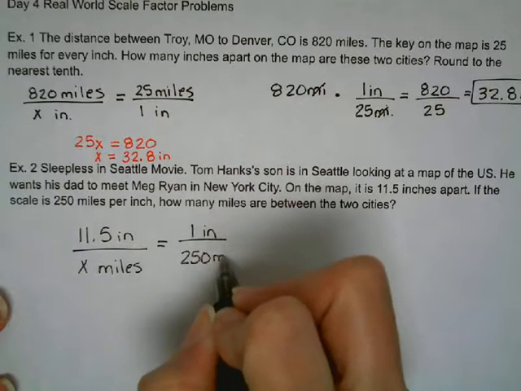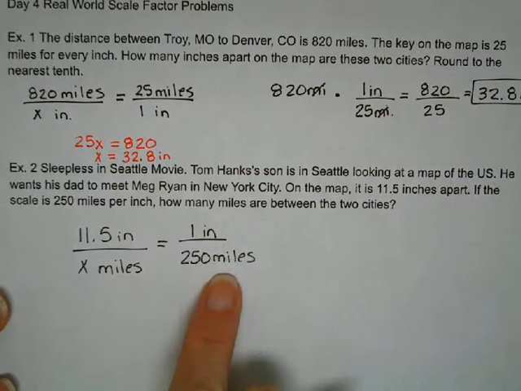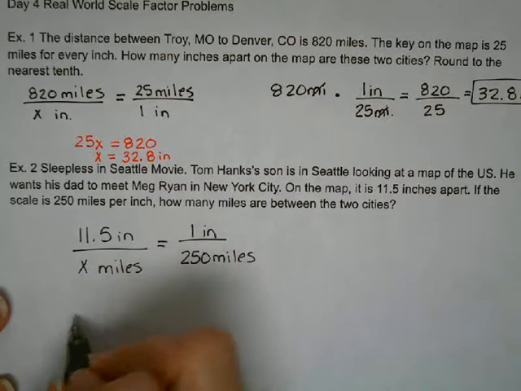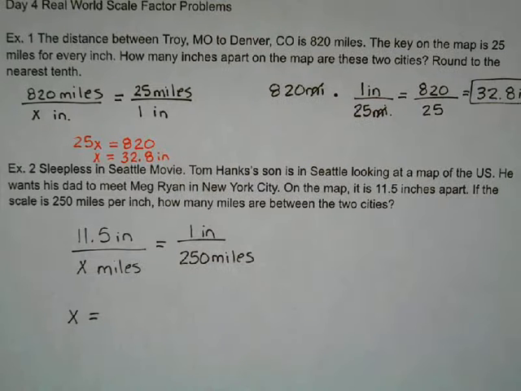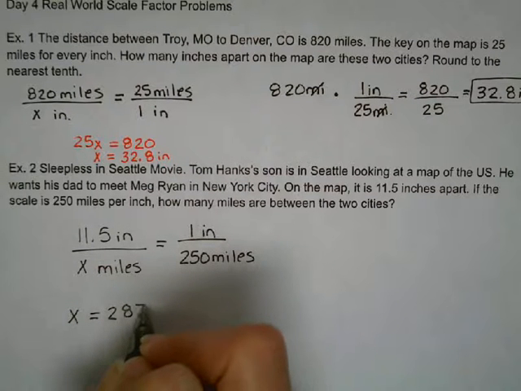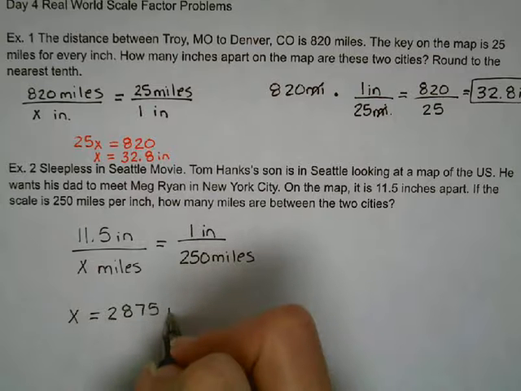So if you do the cross-multiplying way, the words here should be the same word there, because we're multiplying diagonally here. So 11.5 times 250, that's a big number, we need a calculator for that, comes out to 2,875. And so if you multiply diagonally here, that we were looking for miles.